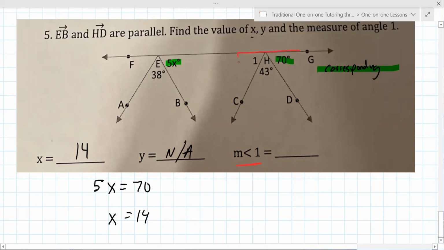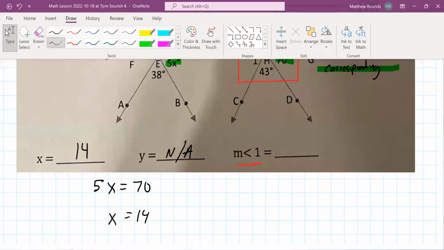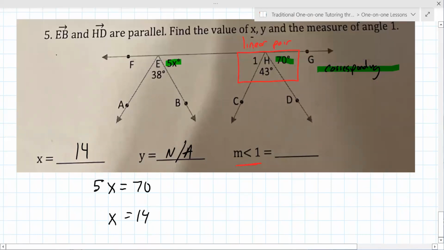So notice that these three angles up here are on a straight line. They again make a linear pair. So for a linear pair, what do the angles add up to? They add up to 180. So the measure of angle 1, which we don't know, plus 43 plus 70 equals 180.